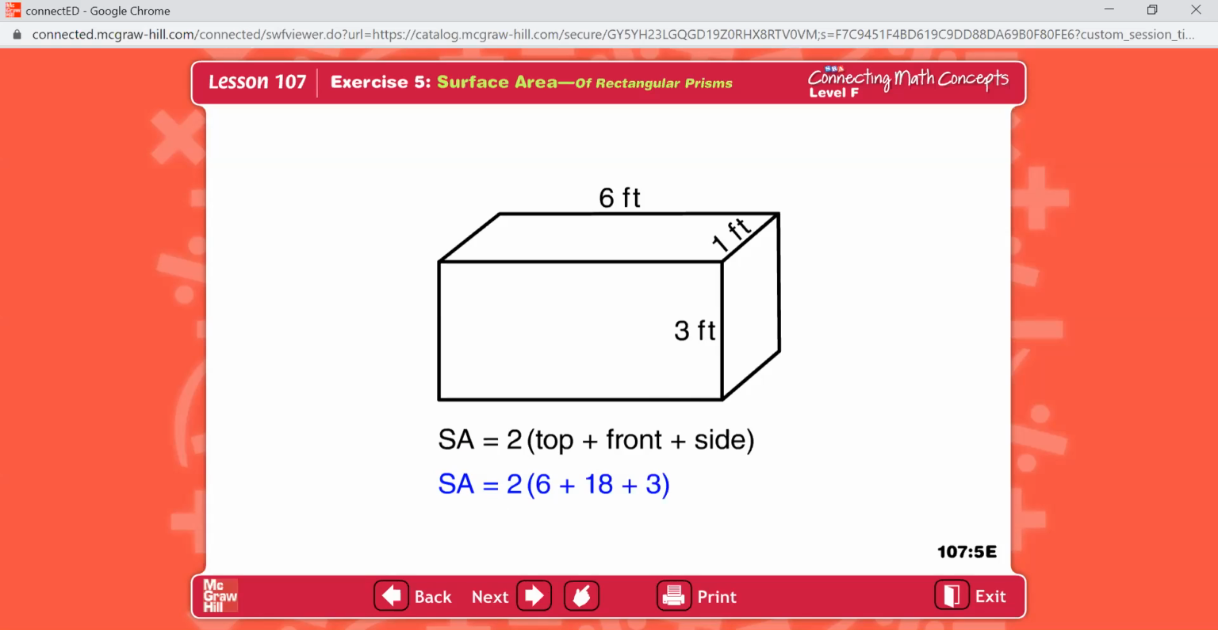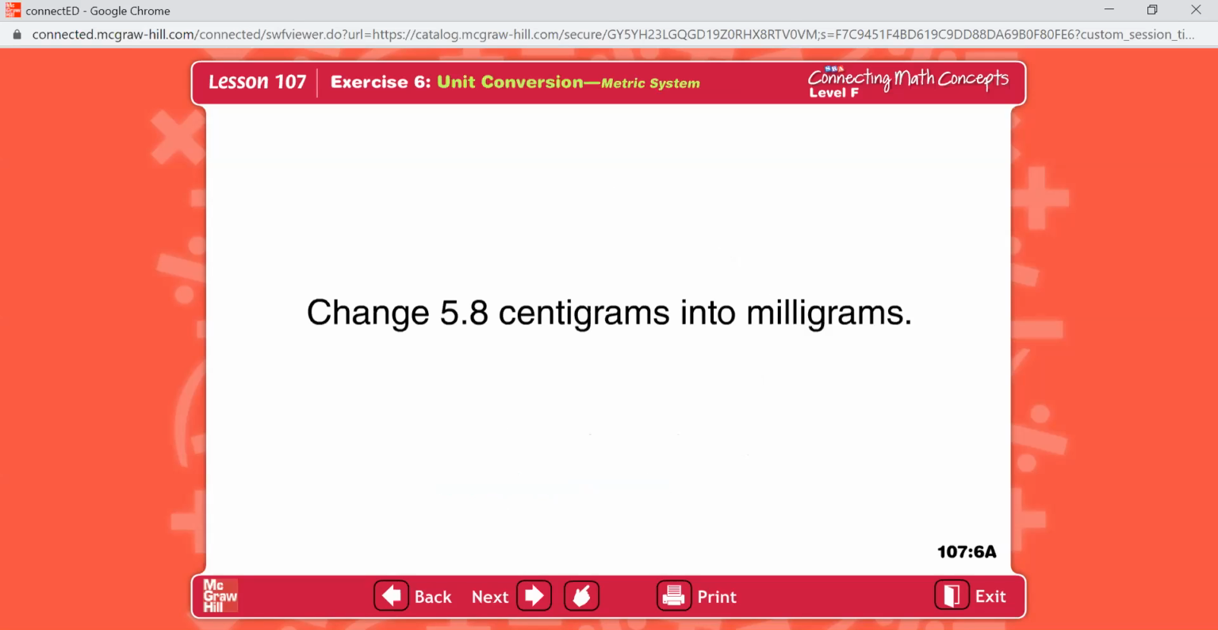Now, find the table of the metric units on the inside back cover of your textbook. I'll show problems. If you don't know the measurement factor for a problem, look it up in the table. Change 5 8/10 centigrams into milligrams. The units named in this item are centigrams and milligrams. Find the fact that has both names. The fact is 1 centigram is 10 milligrams.